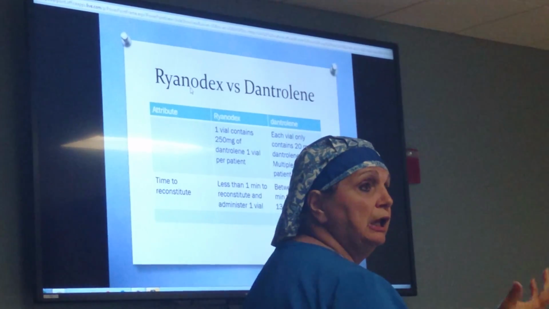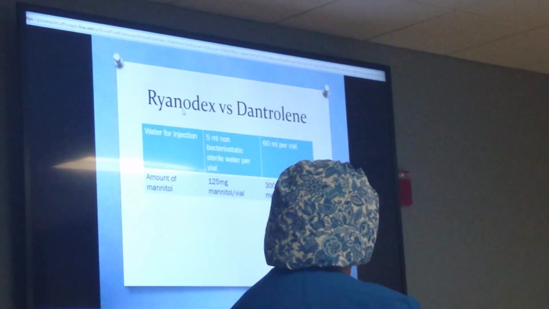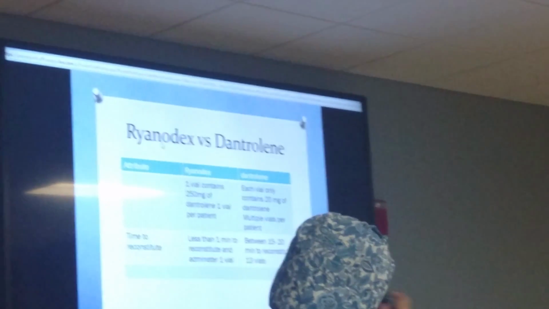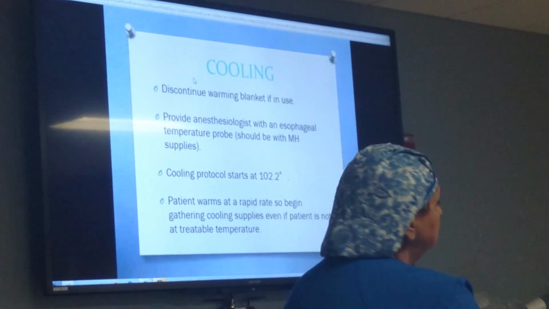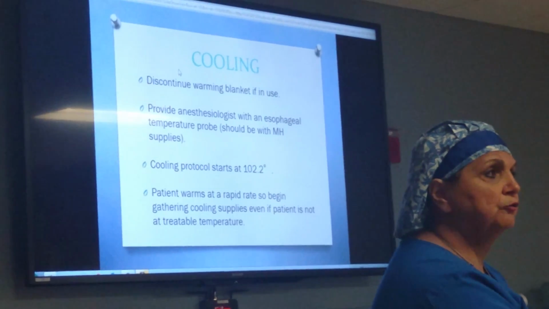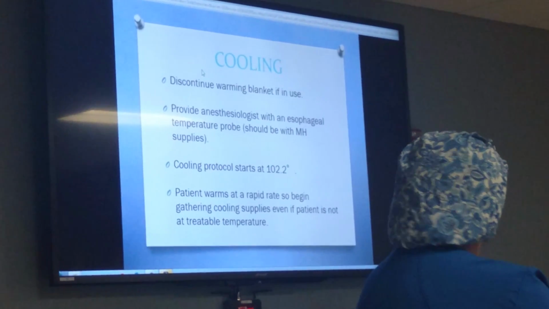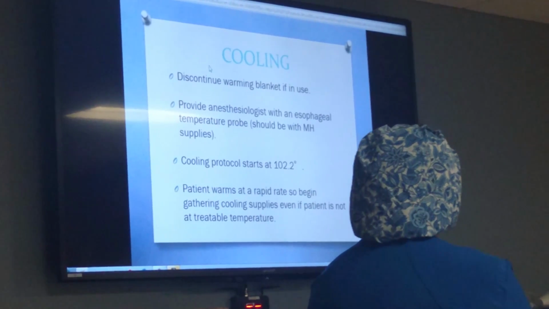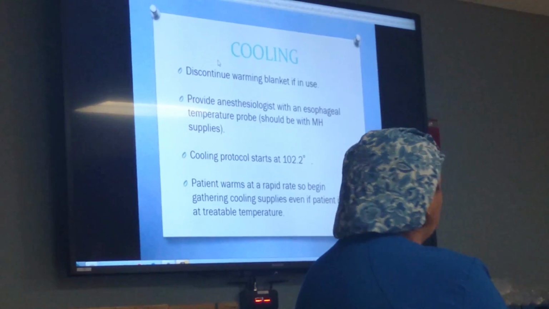And this is just a comparison chart going over a lot of the stuff that I already talked about. But, okay, so cooling, what do you want to do? Hopefully most of us are using a Bair Hugger on our patients to keep them nice and warm. Well, we want to turn that off. We don't want to keep them nice and warm anymore. They're too hot as it is. You want to make sure anesthesia puts in an esophageal temperature probe. And it's in our cart, but it's also in their carts, and most of the anesthesiologists use it anyways. And if they don't have one in, then they want to put one in.